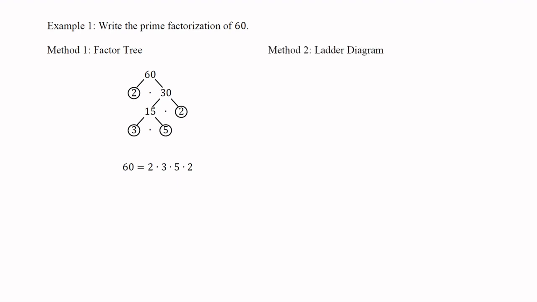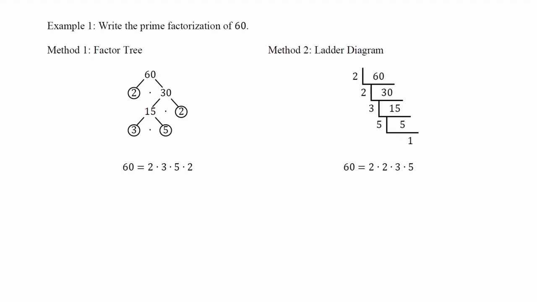The second method we're going to use here is a ladder diagram. So we're going to start with 60, and again, 2 is the smallest prime number that will divide into it, so we're going to divide 2 in to give us 30, divide 2 into 30 to give us 15, divide 3 into 15 to give us 5, divide 5 into 5 to get 1. Once you're left with 1 on the bottom, all the numbers that are left on the left-hand side, the 2, 2, 3, and 5, is your prime factorization.